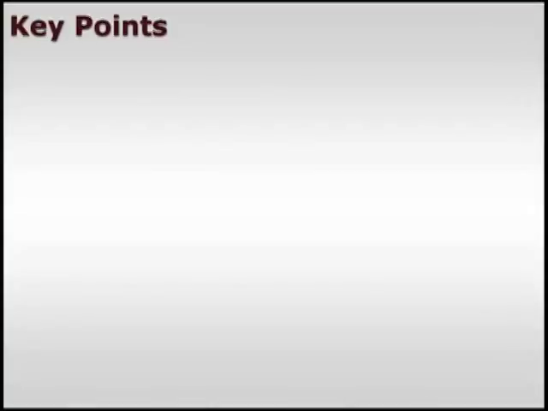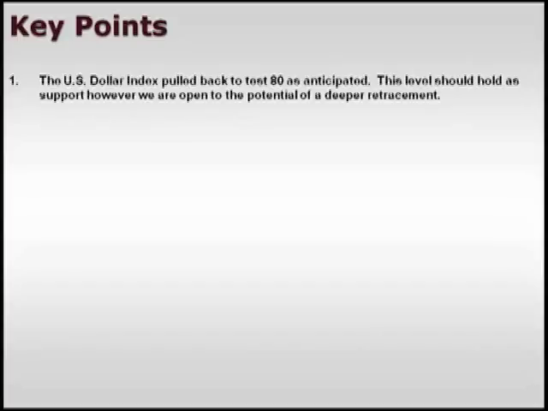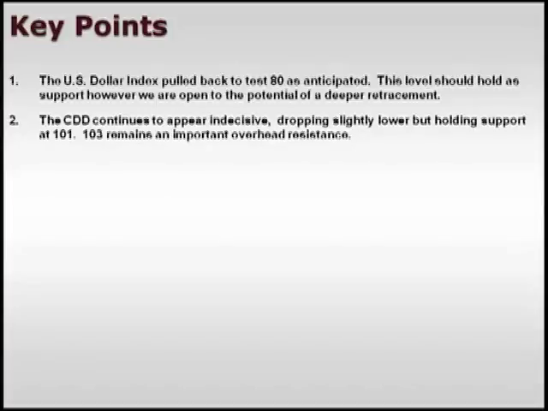Let's take a look at a few of our key points. First of all, the US dollar index pulled back to test 80 as anticipated. This level should hold as support. However, we are open to the potential of a deeper retracement. The CDD continues to appear indecisive, dropping slightly lower but holding support at 101. 103 remains an important overhead resistance.